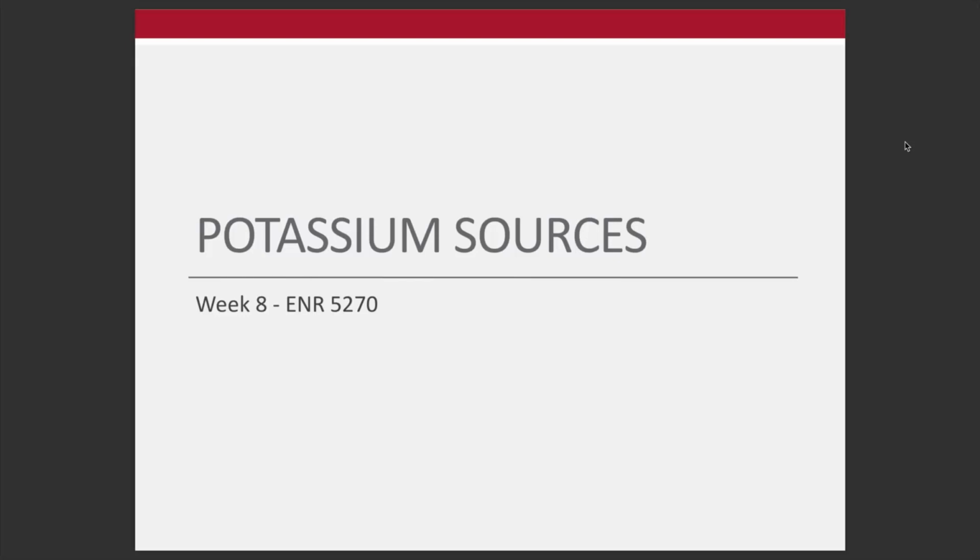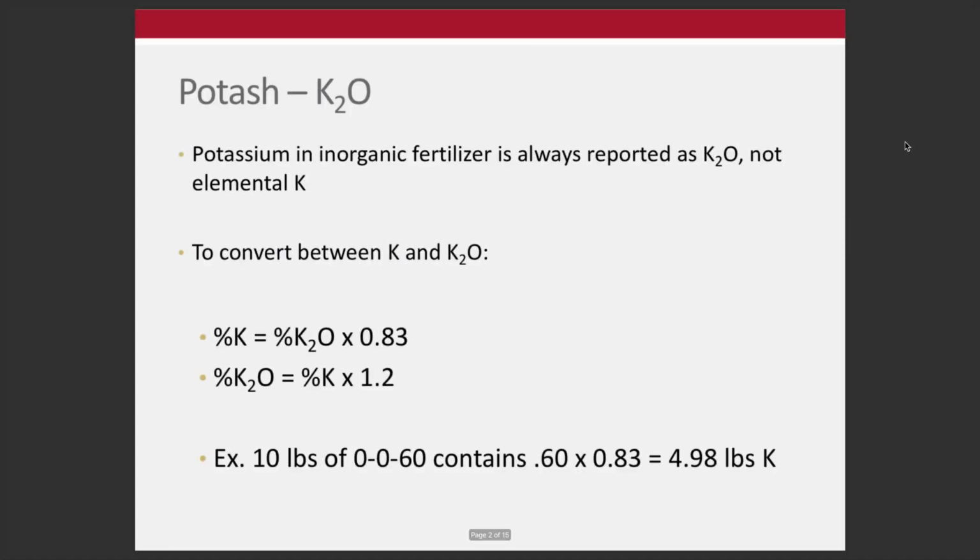We'll wrap up potassium, talking about potassium sources and fertilizers that are commonly used for potassium. So, potassium fertilizer and potash are often used interchangeably. Potassium fertilizer or potash is K2O, potassium oxide, and that is how the fertilizer industry reports potassium concentrations in fertilizer, not elemental K.